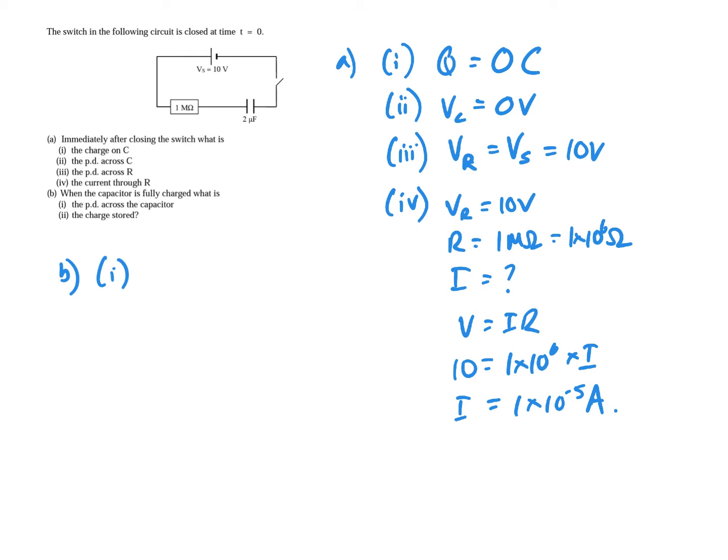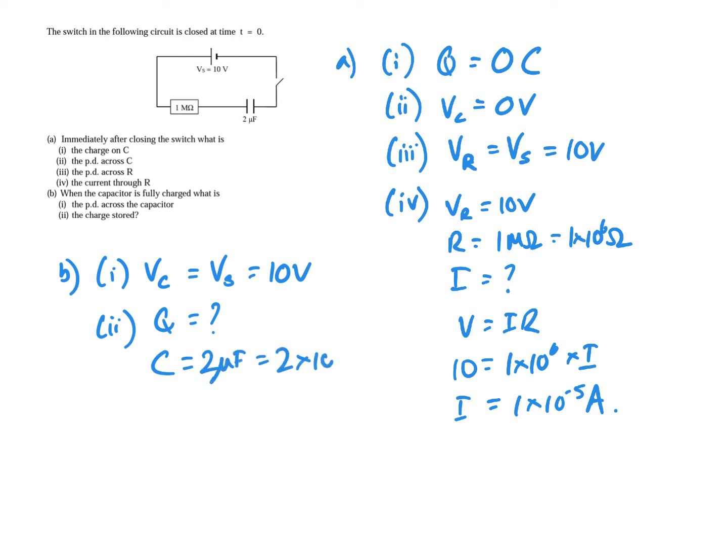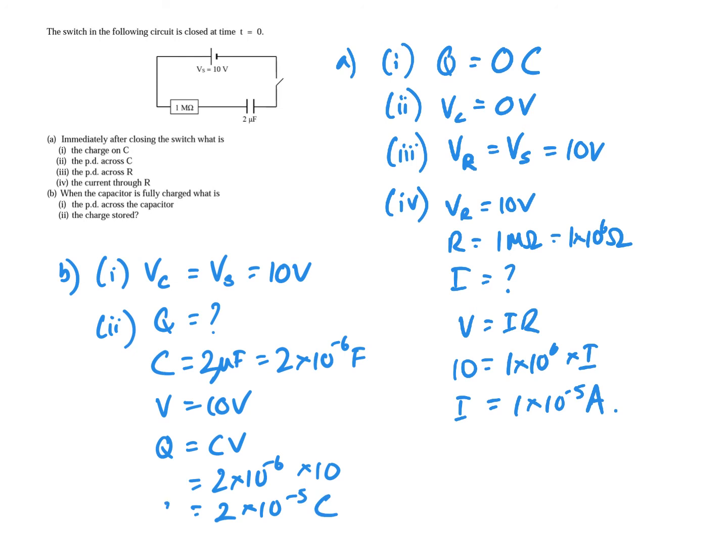The capacitor is fully charged. Then the voltage across the capacitor will equal Vs, equals 10 volts in this case. And the charge stored we can calculate using Q equals CV. Equals 2 times 10 to the minus 5 coulombs. Those are two calculations.